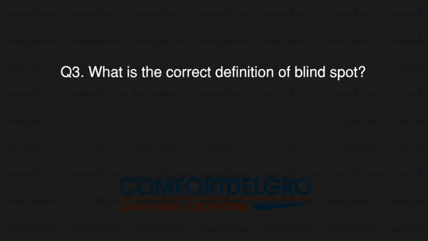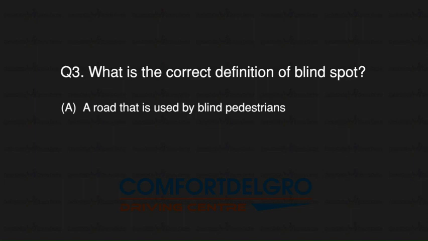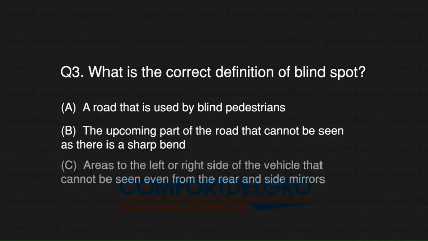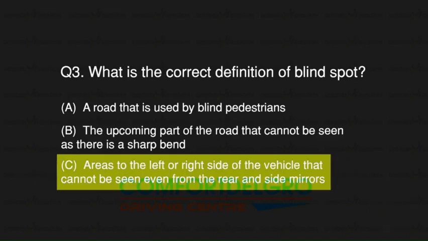3. What is the correct definition of blind spot? A. A road that is used by blind pedestrians. B. The upcoming part of the road that cannot be seen as there is a sharp bend. C. Areas to the left or right side of the vehicle that cannot be seen even from the rear and side mirrors.